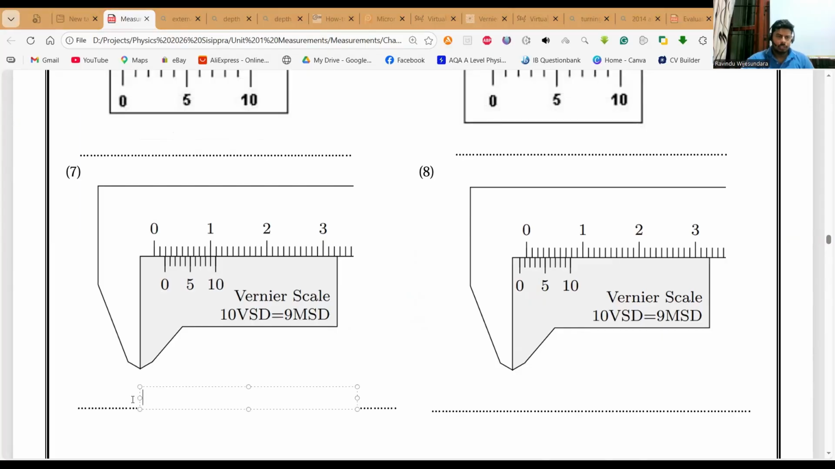If you go to here, you can clearly see that the first mark is already passed and the second mark is not passed. So this should be 1, sorry, 1 plus 0.1 multiplied by the number of divisions, the ninth one. Therefore, this is a positive zero error and it is 1.9 millimeters.